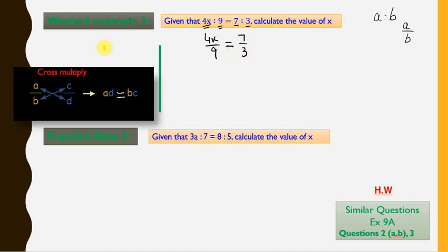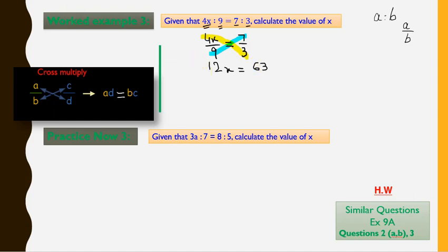Now the next step is we will do cross multiplication. We will multiply the A by D, and here this is our A and that is our D. So we will multiply this with this, and we will multiply 9 by 7. You know, this is called cross multiplication. So when you multiply 4x by 3, you will have 12x, and when you will multiply 7 into 9, you will have 63.